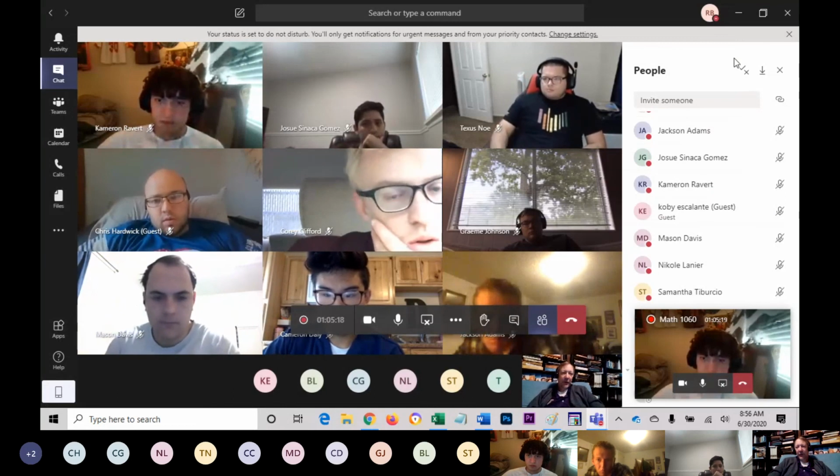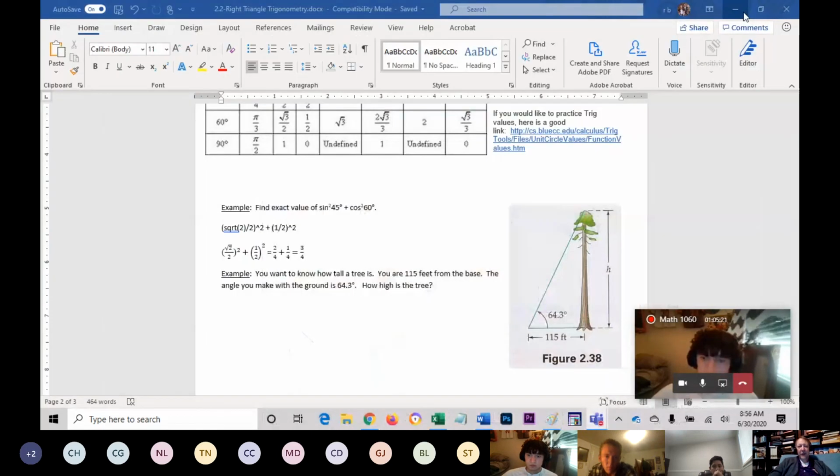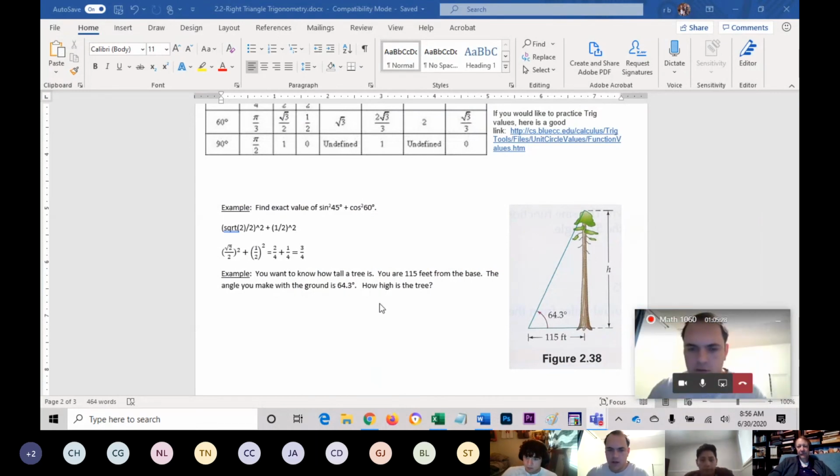We can't hear Kobe. Mason, can you tell us how you would figure out how tall this tree is? For sure. So wouldn't you use cosine in this case? Because you know that angle and you're trying to find the hypotenuse, and we have adjacent. Are we trying to find the hypotenuse? Oh, no, we're trying to find opposite. You're right. Yes, so we know we're 115 away. So would we use sine, cosine, or tangent for this one? We'd use tangent. Tangent, okay. So tangent of 64.3 degrees is?